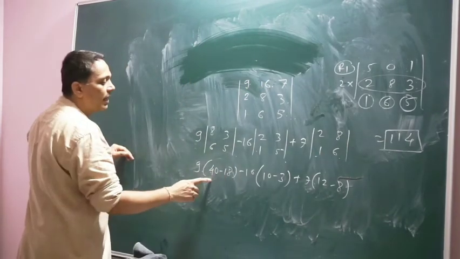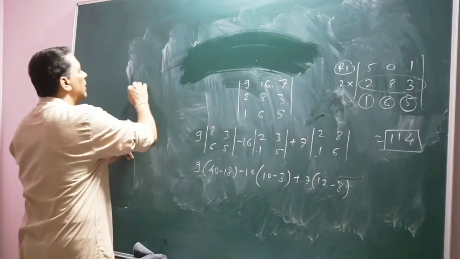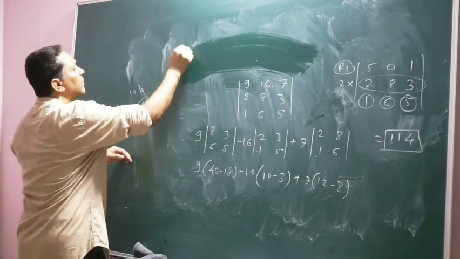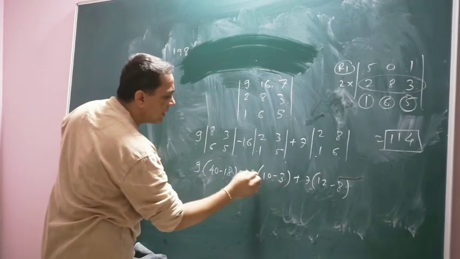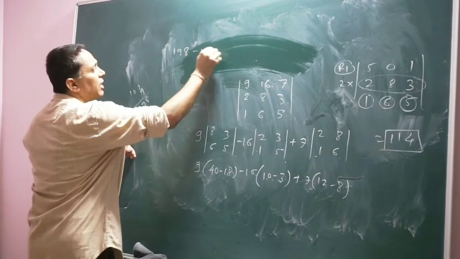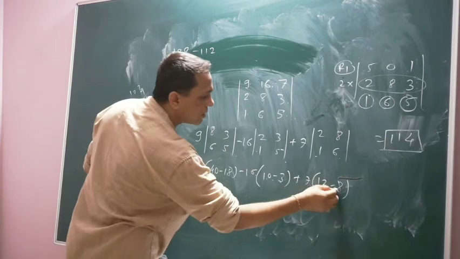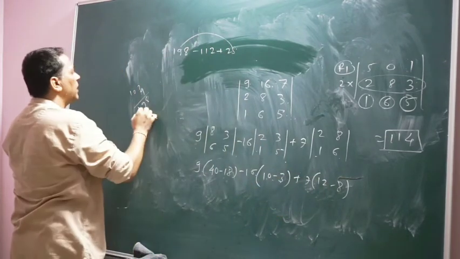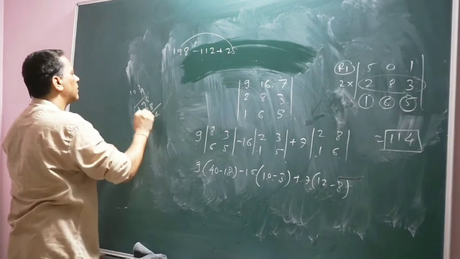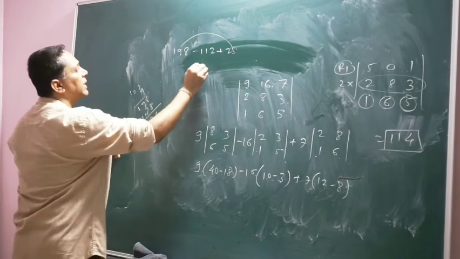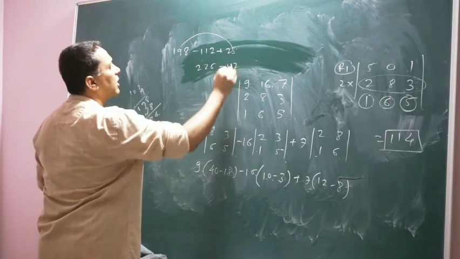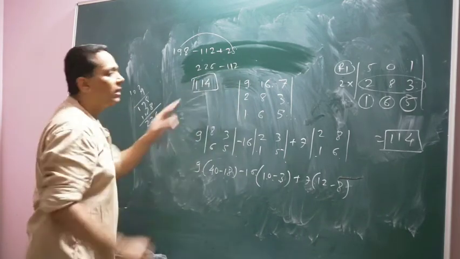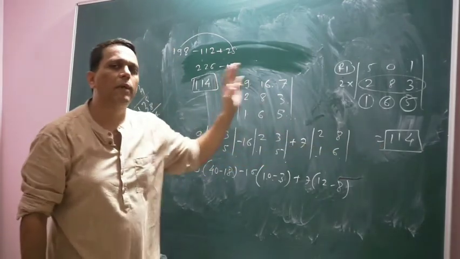This is 22, 22 into 9. So 22 into 9 is 198. Then this is 7, 16 into 7 is 112. And this is 4, 4 7s are 28. So 198 plus 28, 226, and 226 minus 112, 114. So value of the determinant remains same.